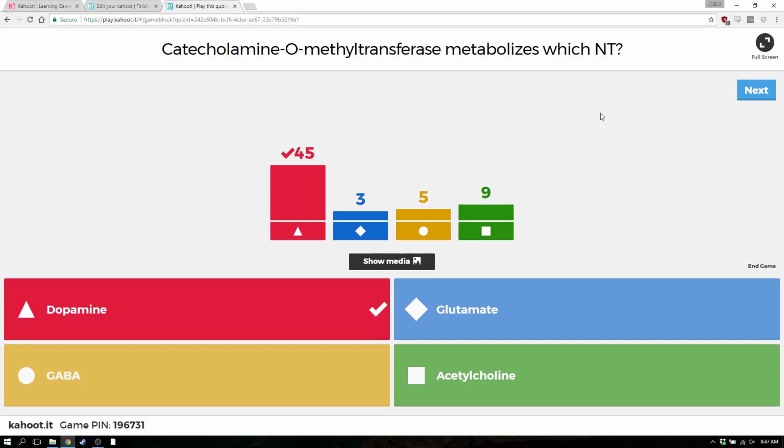Okay, what metabolizes acetylcholine? Acetylcholinesterase, absolutely. How about glutamate? Glutamic acid decarboxylase, yep. And how about GABA? GABA-T, yeah. So a lot of those are pretty easy to figure out because the name's right there in the enzyme. So that would be pretty useful. This one's a little bit less intuitive. Perfect.